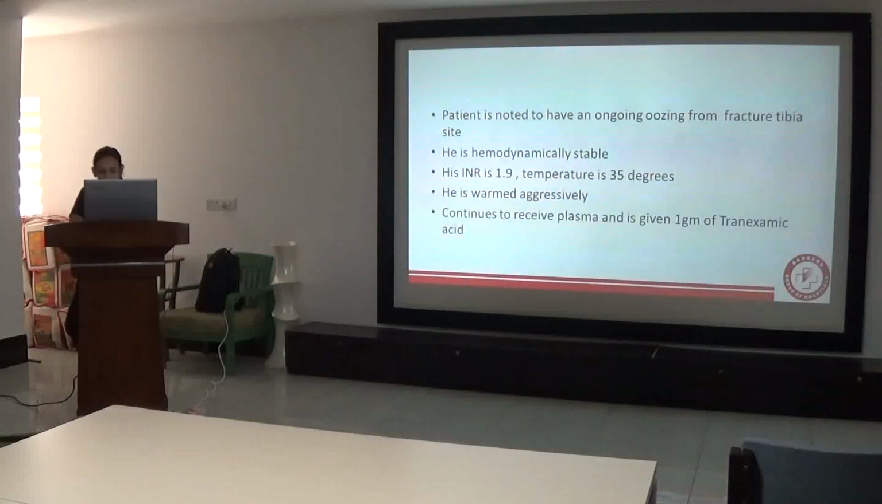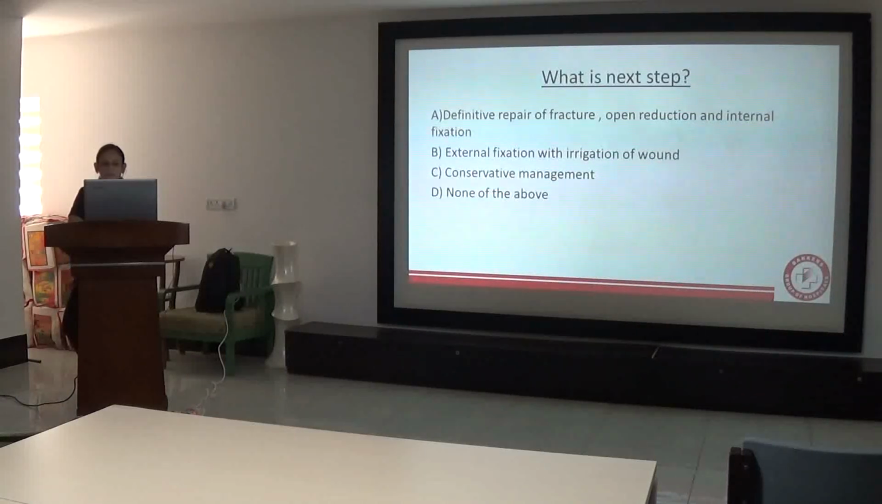So what would be the next step in this patient? Patient is having coagulopathy, patient is having hypothermia, patient is having continuous oozing from the fracture site. What will we do? Are we going to straight away go and fix the fracture? Internal fixation? Are we going to do something like that? Or is there a concept of damage control surgery? So there is something known as damage control surgery. What is the meaning of damage control surgery?